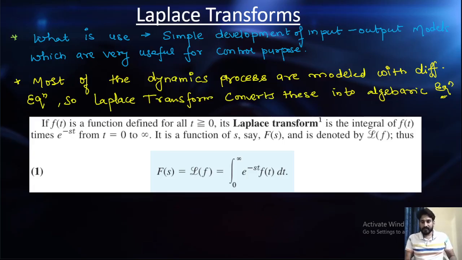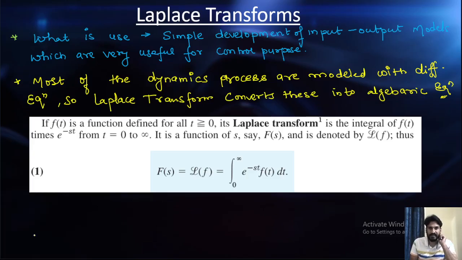Now the question is: okay sir, we'll use the Laplace transform because it will help us develop input output models, and it also converts differential equations into algebraic equations. Now coming to the mathematics part. What is this basically, the Laplace transform?